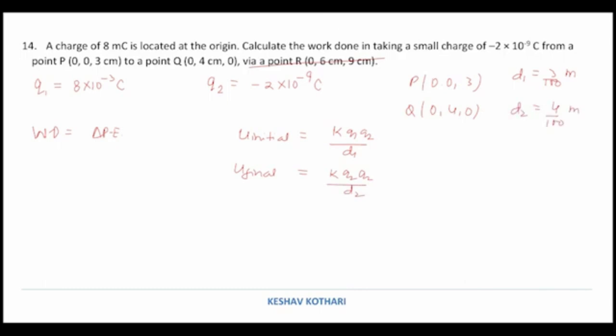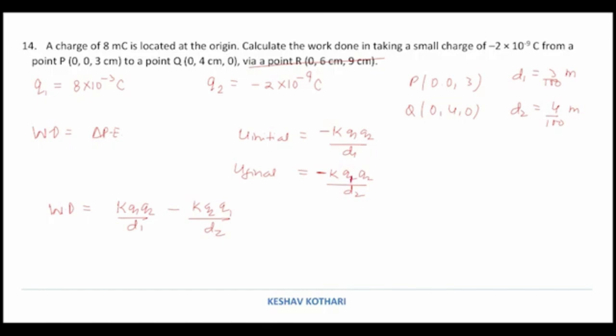Now the next thing that is clear is that it is an example of an attractive force, so the potential energy is going to be negative. Since these forces are attractive in nature, the potential energy is going to be negative. And hence, if we write the formula for work done, that is final minus initial, we get the equation as K Q1 Q2 by d2 minus K Q1 Q2 by d1.